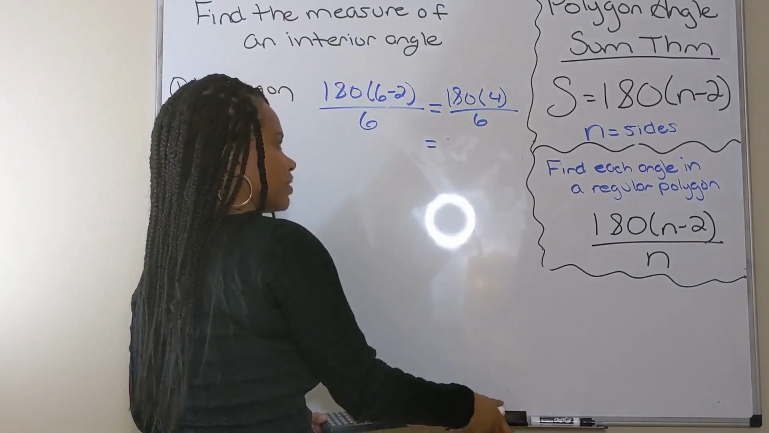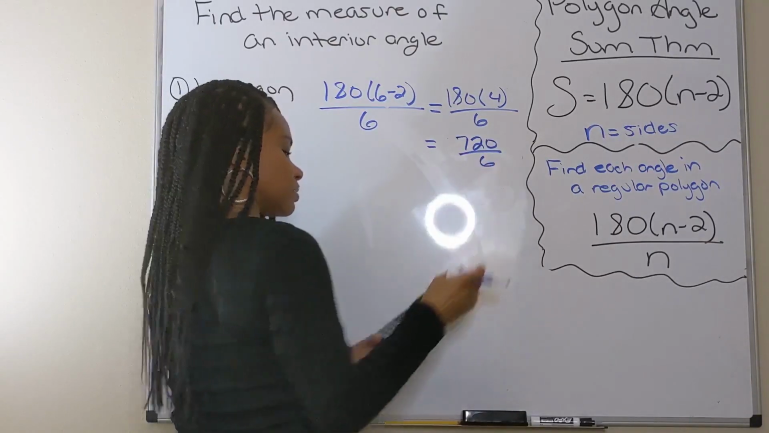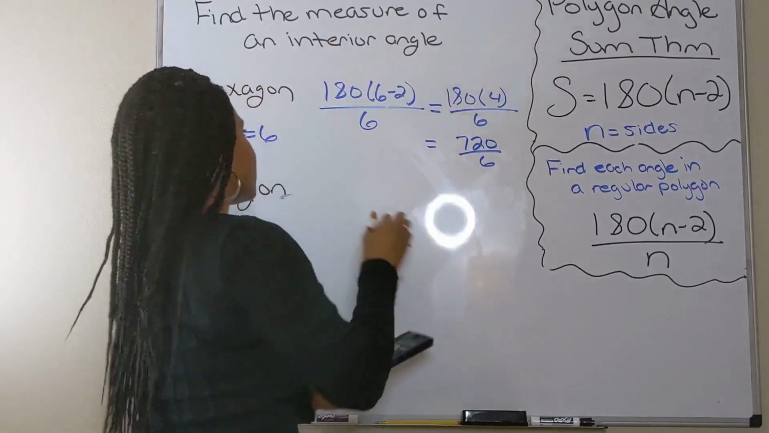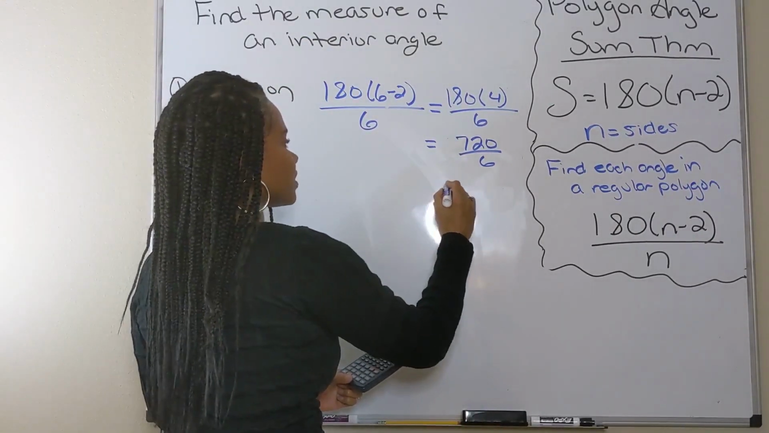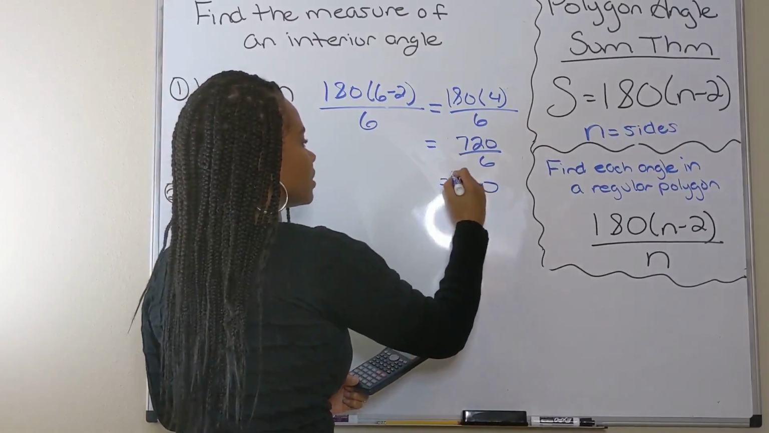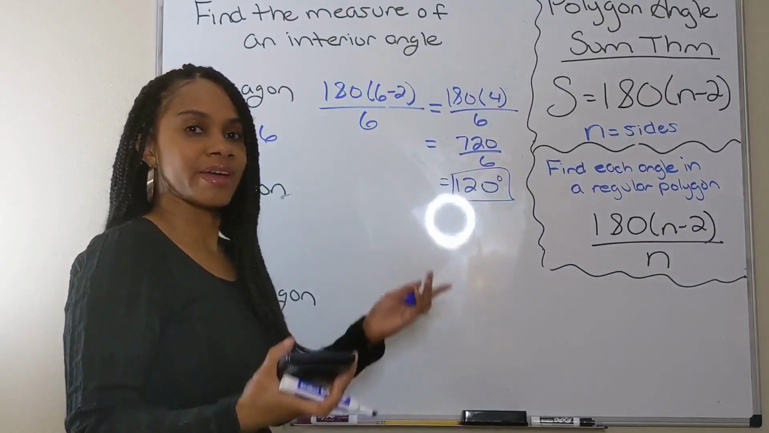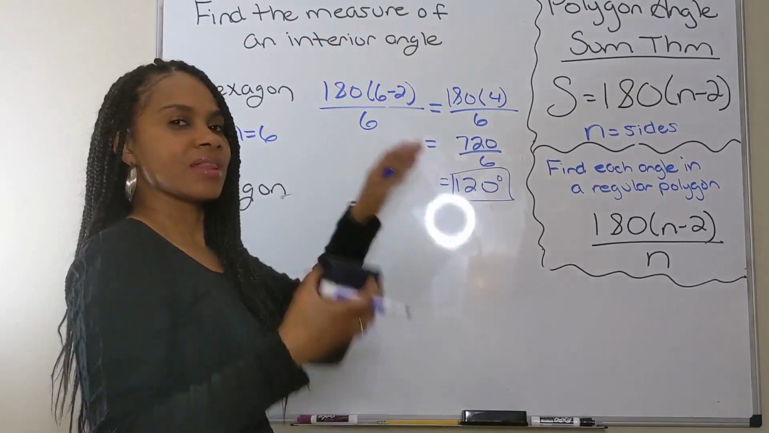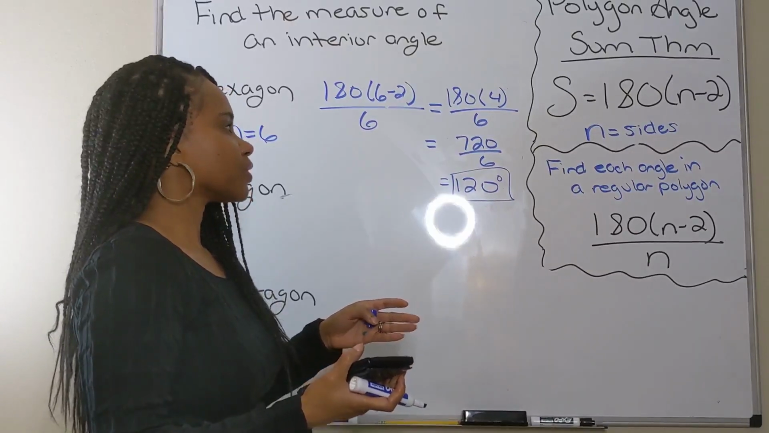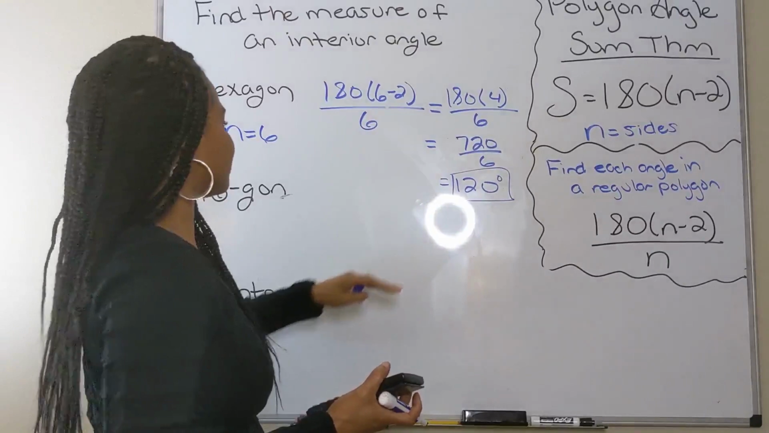So it's going to be 720 divided by 6, because 6 is the number of sides. So my answer is 120. So the measure of each angle in a regular hexagon is 120 degrees. The sum of all of the angles together would be 720. All right, I did a lot of work here.